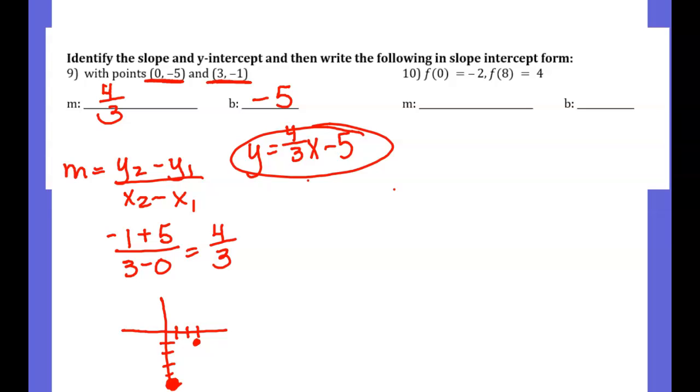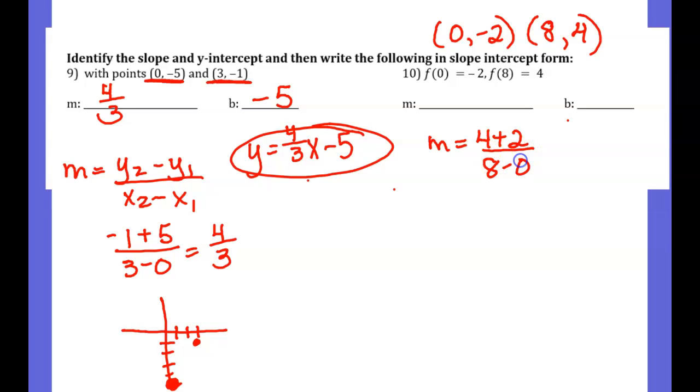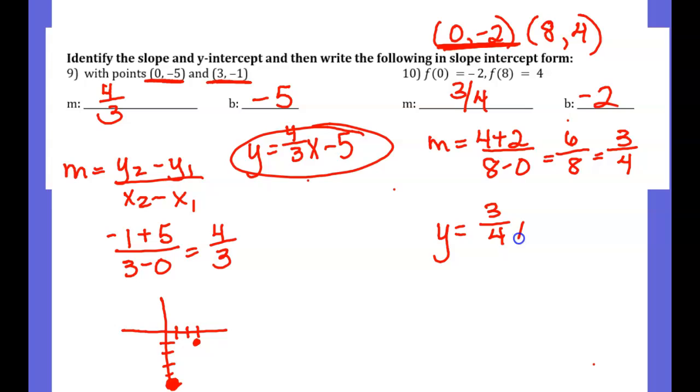All right, number 10 looks weird. It says f of 0 equals -2. All that means is the 0 is an input and the output is -2. So it's an ordered pair. f of 8 means an input of 8 and an output of 4. Now we have our 2 points, we can get our slope. This would be 4 minus a negative 2, or 4 plus 2, divided by 8 minus 0. We get 6/8, which is going to be equal to 3/4 when we simplify it. So our slope is 3/4. And our y-intercept, notice, there it is. They gave it to us because our x is 0, so our y-intercept is negative 2. So that one shouldn't be that hard to write the equation. Y is equal to 3/4 x minus 2.